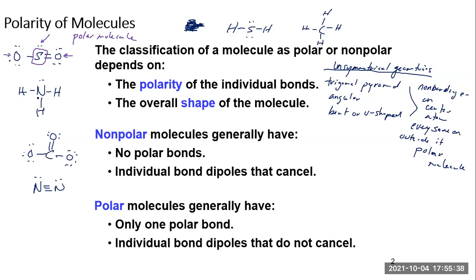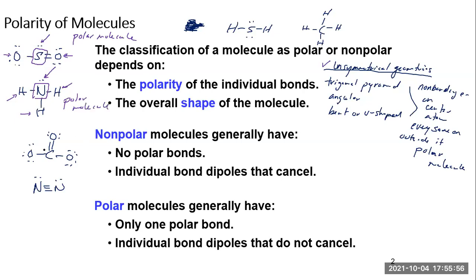I look at the center atom of the next one. I see dots. I see everybody on the outside is the same. That also is going to be an unsymmetrical geometry, and that is going to lead us to a polar molecule.